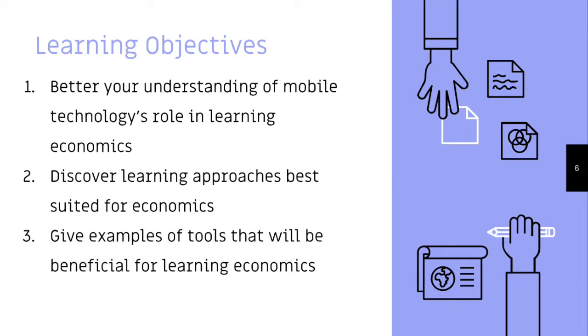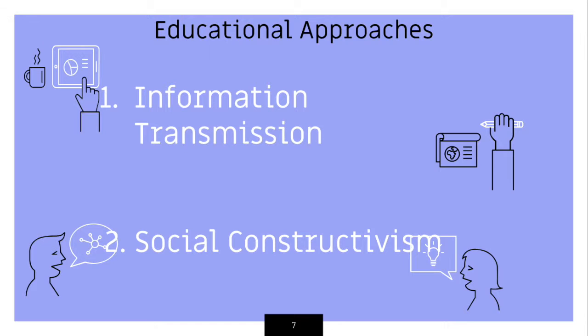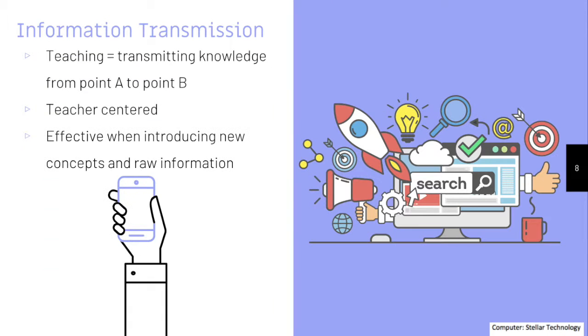The aim of this guide is to better one's understanding of how mobile technology can be used in the field of economics, discover different approaches to learning best suited for this field, and introduce new tools that will facilitate your learning. Majoring in economics involves a lot of memorization, logical thinking, and teamwork. Hence, the educational approaches best suited for this major are information transmission and social constructivism.